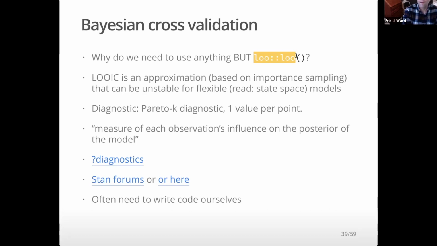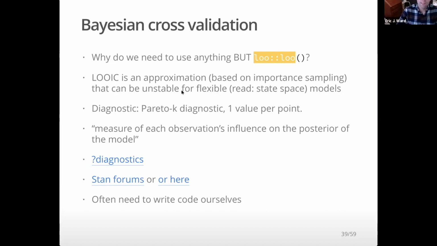Unfortunately, a lot of the models that we're fitting in this class are state-space models or hierarchical models. When we apply loo to those kinds of models, there are often warnings that get thrown. Especially if you're doing your class project or your dissertation in a Bayesian framework, you need to be really aware of these warnings when you see them.